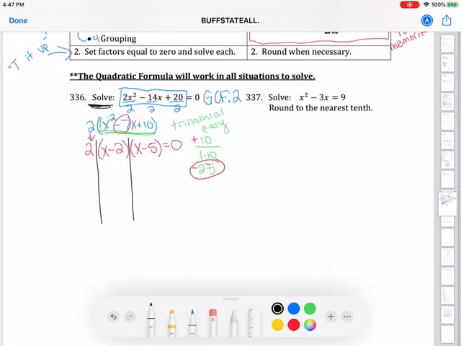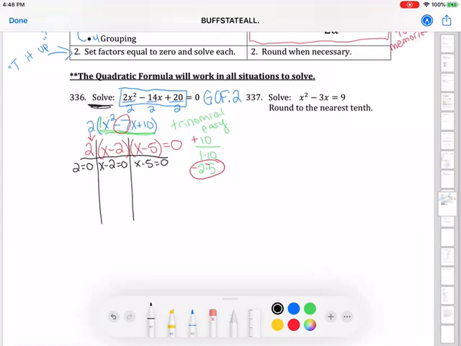So I have 3 factors here, which means I'm going to have kind of that double T setup. You just draw a vertical line between all of your factors, and then on each underneath part of your T, you're going to set each of those factors equal to 0. So first I have 2 equals 0. In the middle, I have x minus 2 equals 0. And on the right, I have x minus 5 equals 0. And then you solve each part underneath the T for x.